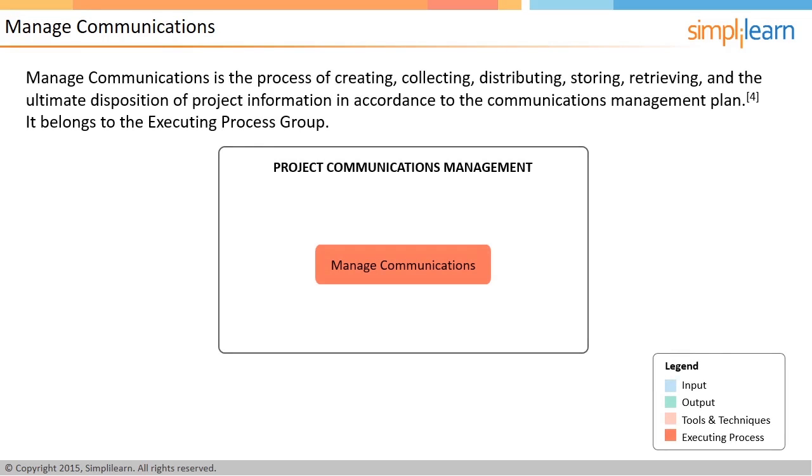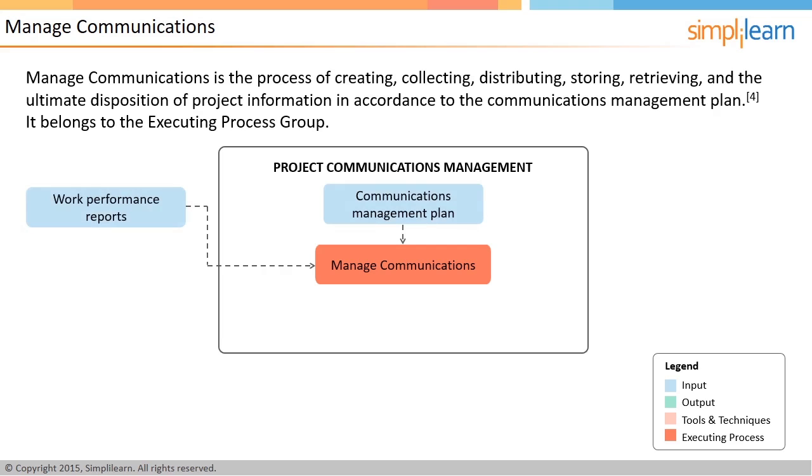Manage communications is the process of creating, collecting, distributing, storing, retrieving, and the ultimate disposition of project information in accordance to the Communications Management Plan. It belongs to the Executing Process Group. Managed communications is done throughout the project lifecycle. Everything cannot be planned during communication planning, so managed communications takes care of responding to unexpected requests for information as well. Communications Management Plan is an important input.